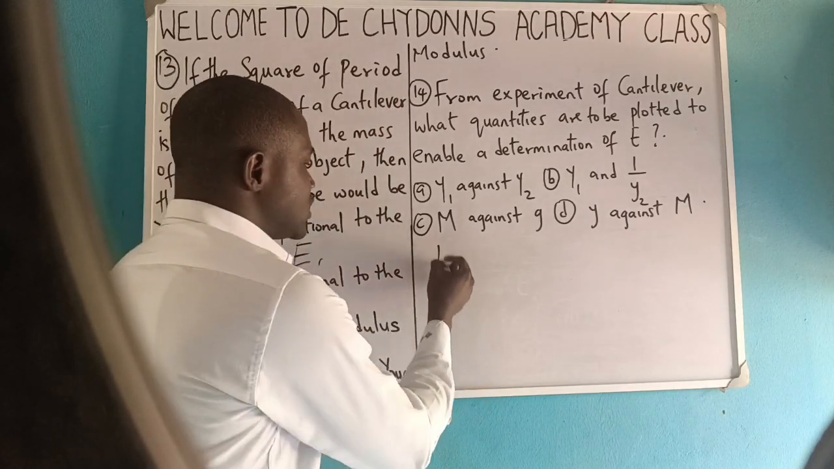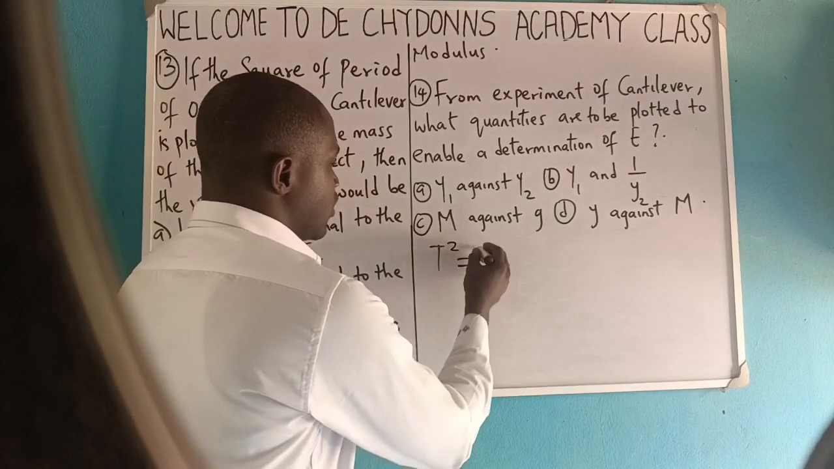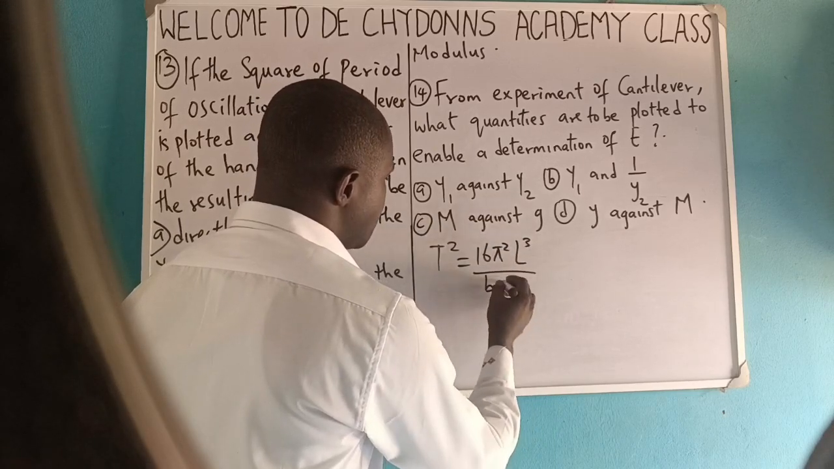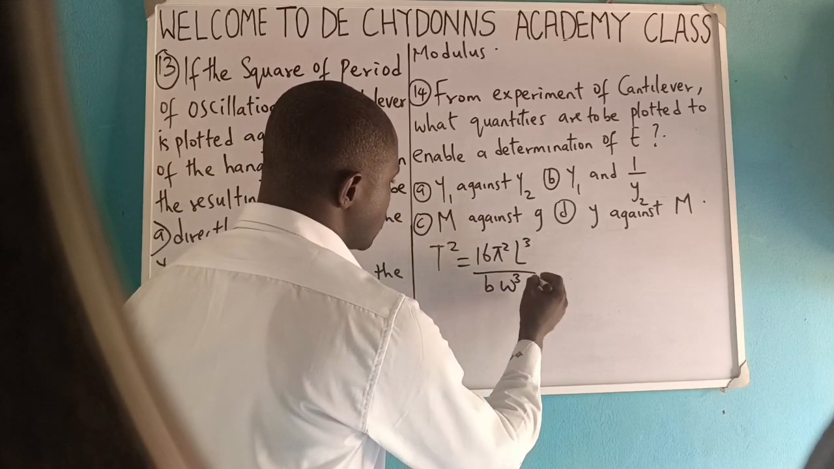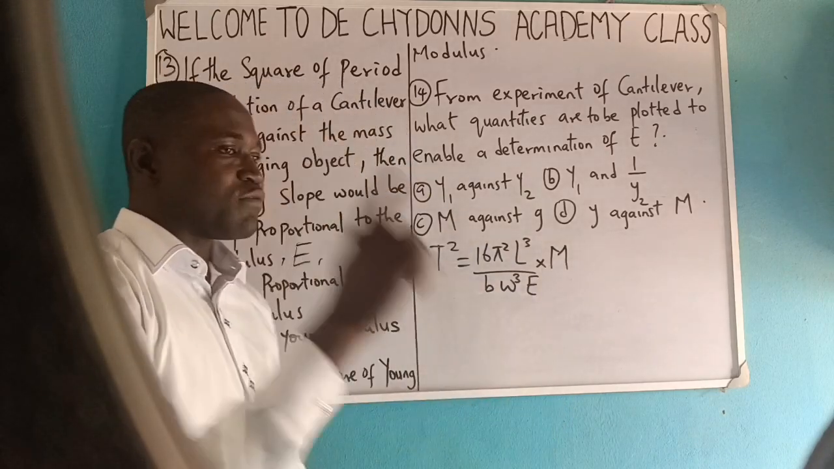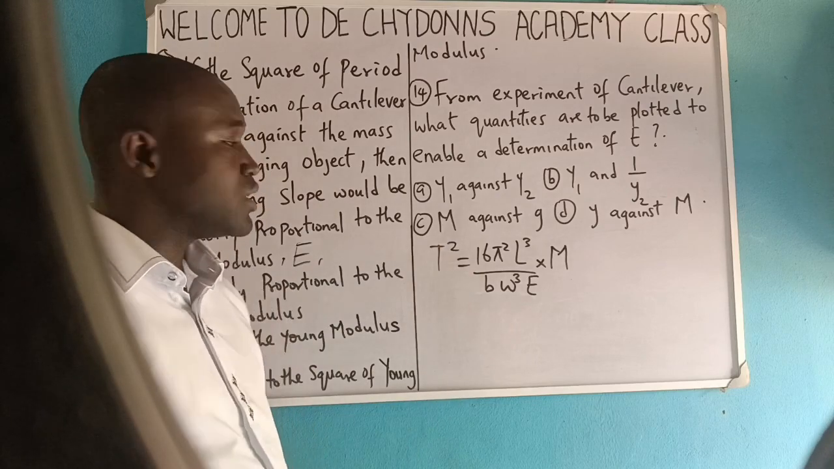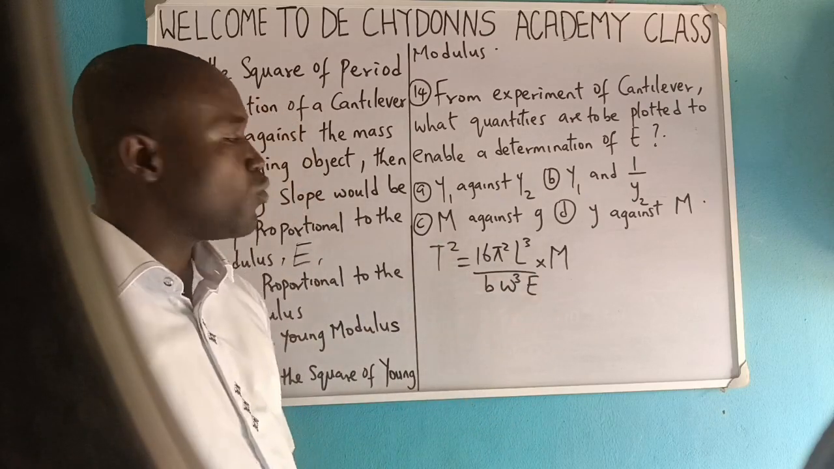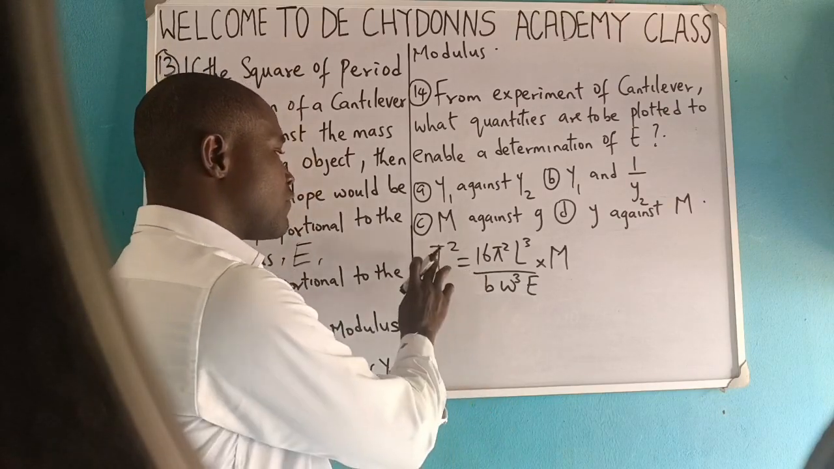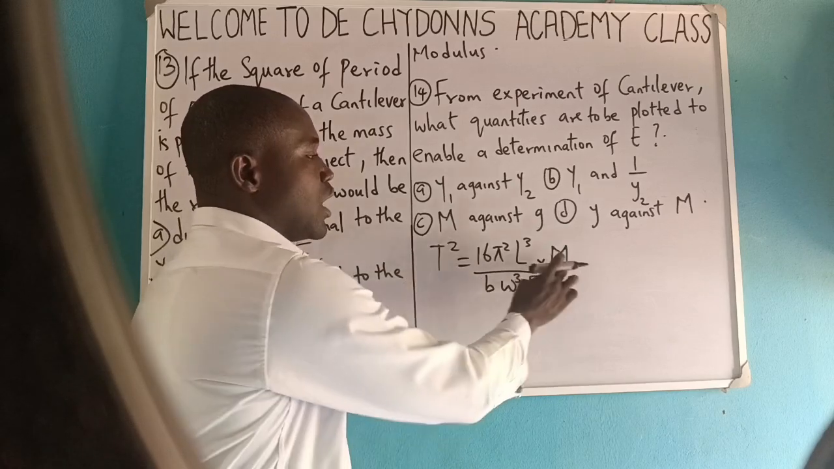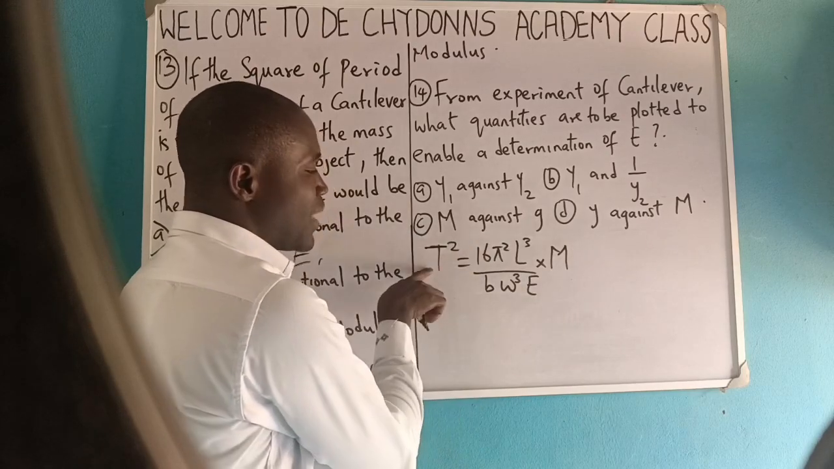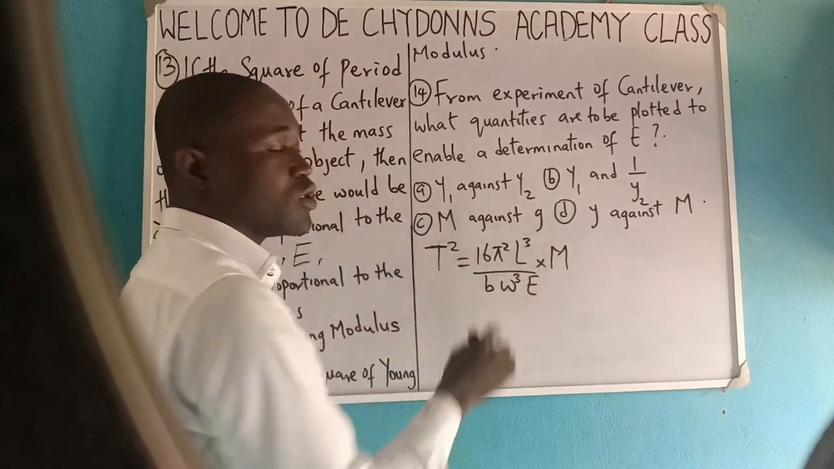You tell them this formula, you still remember it: T squared equals 16 pi squared L cubed all over B W cubed E times M. You have to tell them about this formula. This formula is constant. When we talk about your cantilever, plotting a graph of the square of the period and the mass, that means T squared will be at the vertical axis and M will be at the horizontal axis.